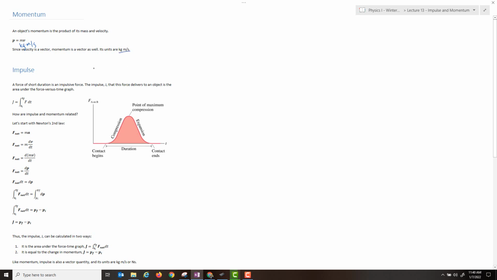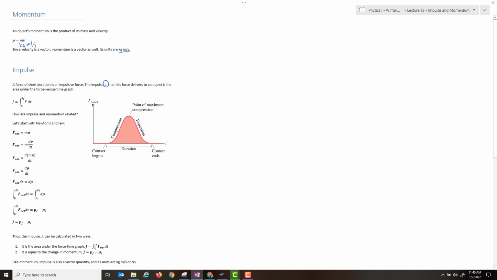Okay, impulse. If there is a force that lasts for a very short time, it's called an impulsive force. And the symbol for impulse is J. The impulse that the force delivers to an object is the area under the force versus time graph.